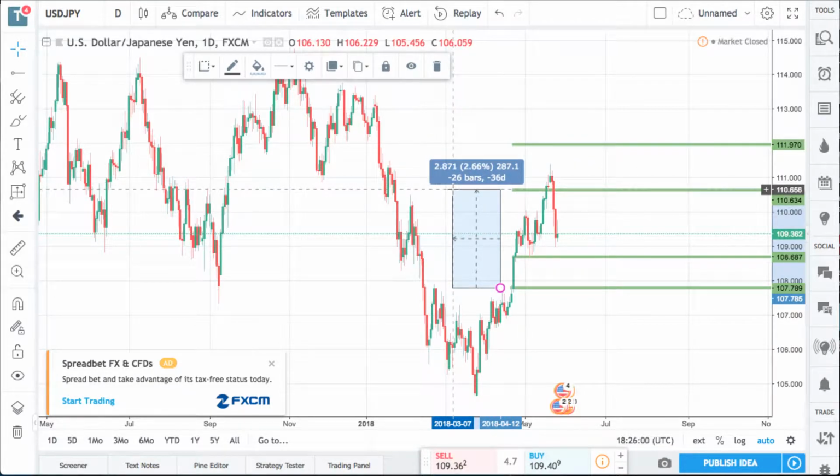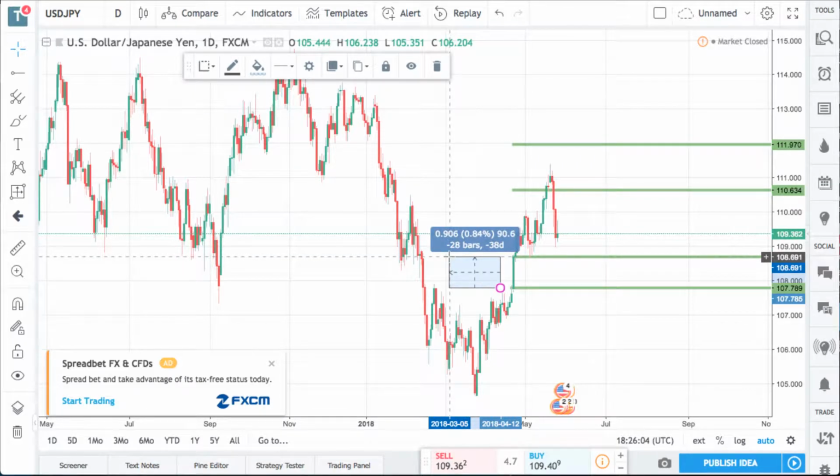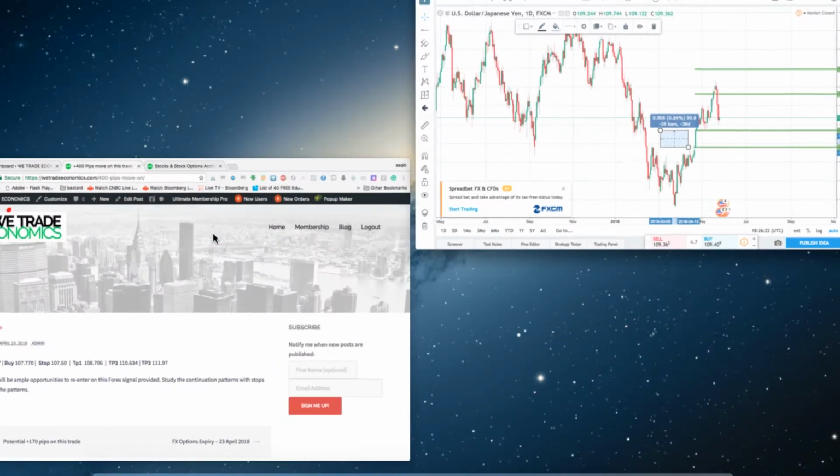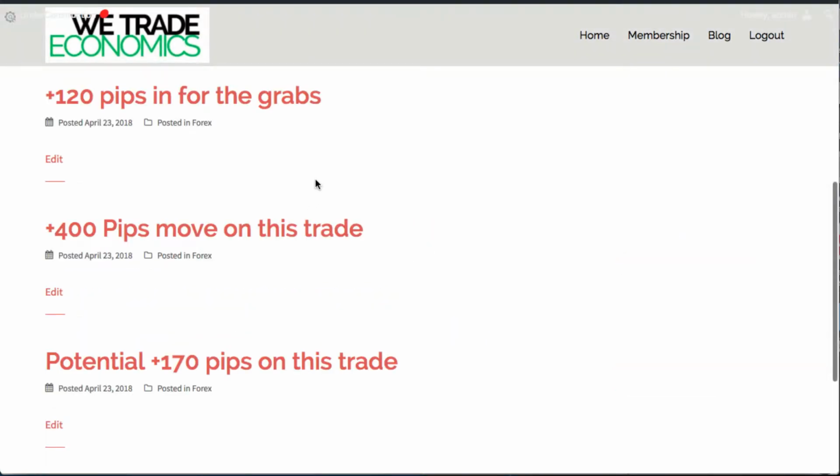So we have 300 plus 287. That's 587 plus 90, 670 something pips roughly. So from 400 as a target, but taking from the market 670 pips, I thought that was a pretty good deal, or a pretty good signal. 120 pips in for the grabs on this one.